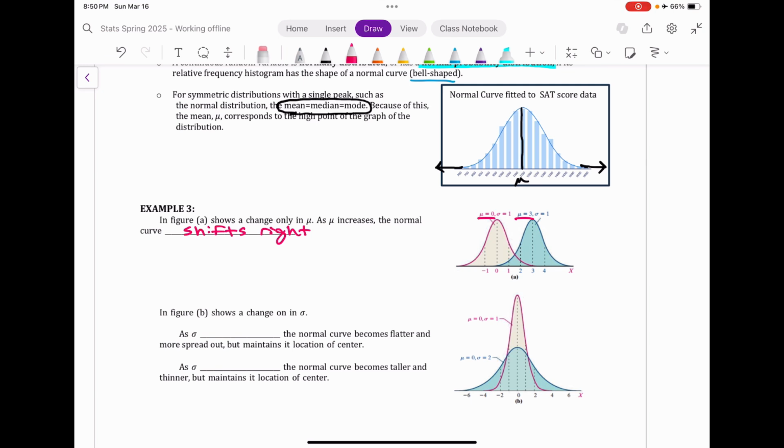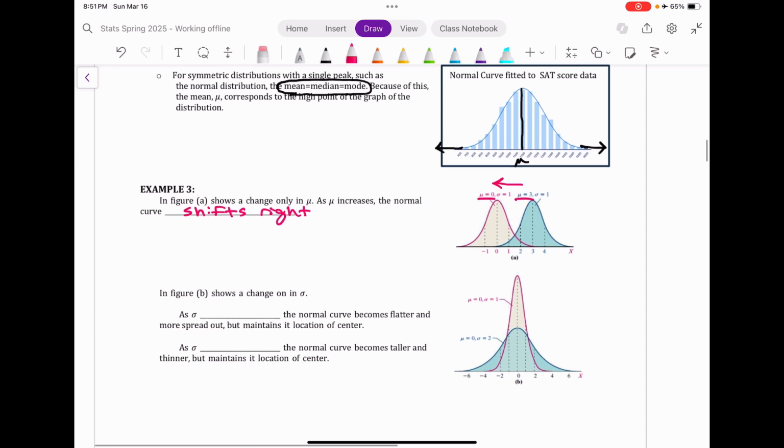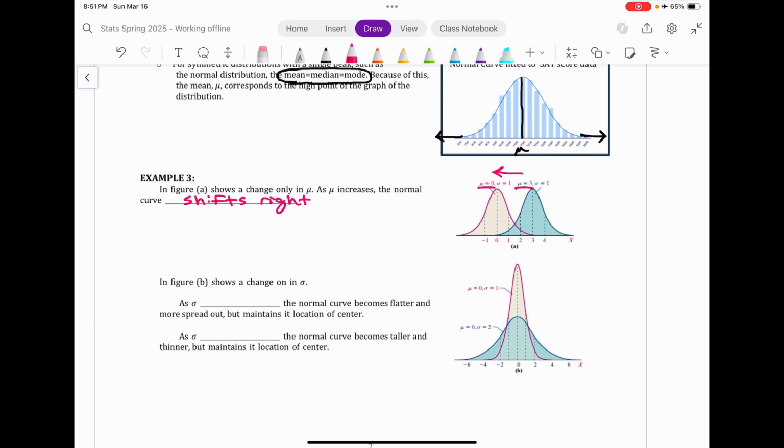Right, which means if it was to decrease, like from 3 to 0, it would shift left. And figure B shows a change only in sigma, the standard deviation. So we can see the mean's not changing.